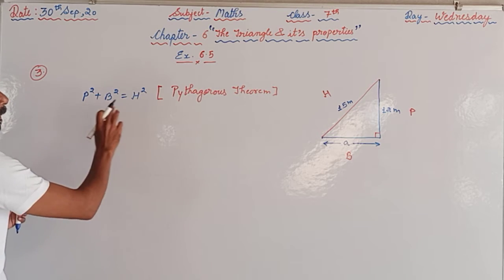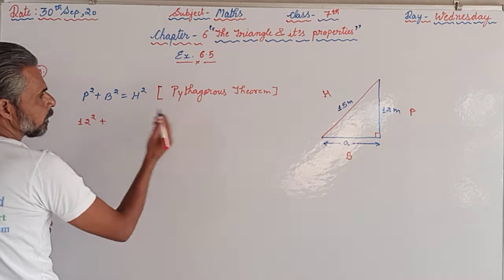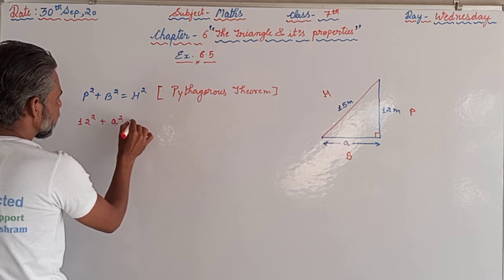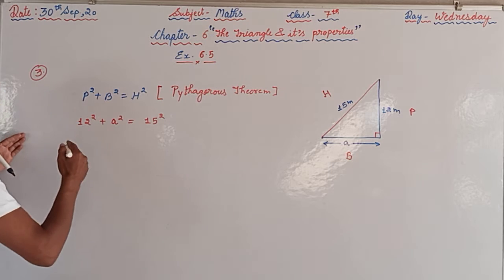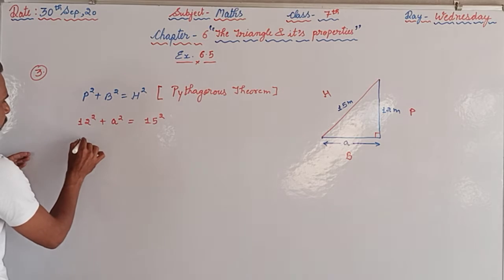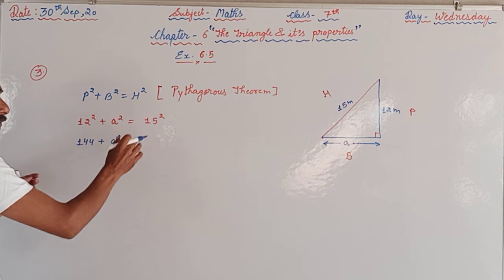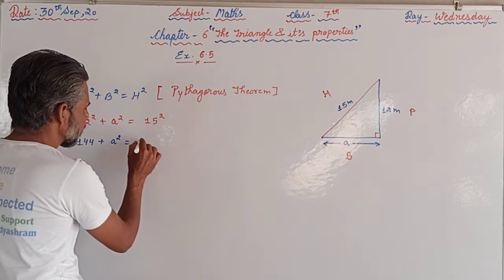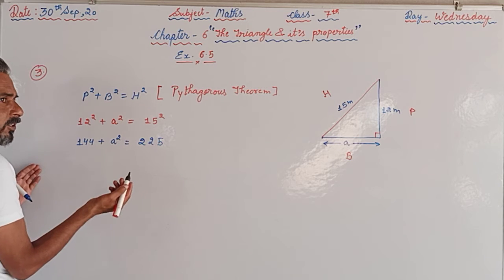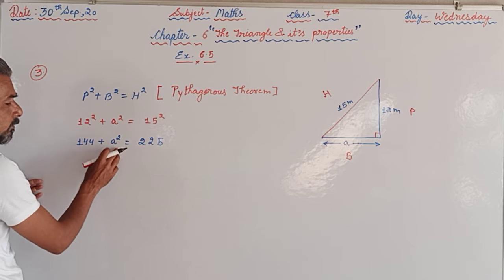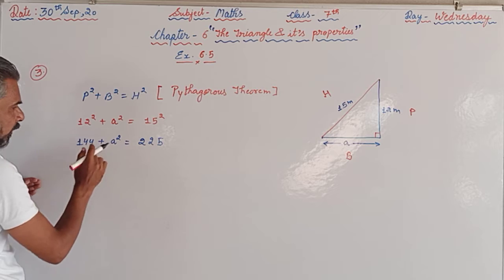So P is 12, so 12 square plus B is A, so A square is equal to H, which is 15 square. 12 square means 12 into 12, that is 144, plus A square is equal to 15 square, that is 15 into 15, which is 225. From here we got a quadratic equation, having degree 2, so we are supposed to find the value of A square first of all.